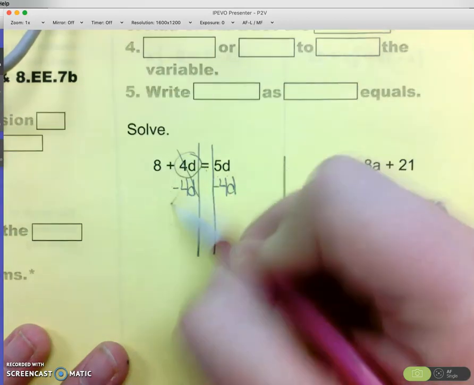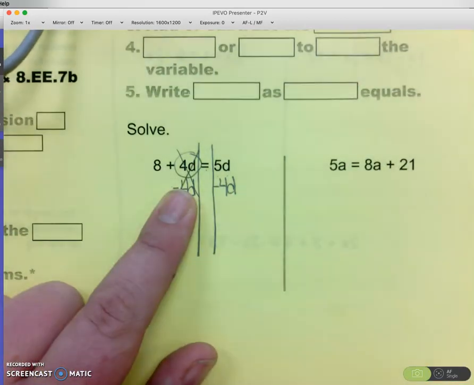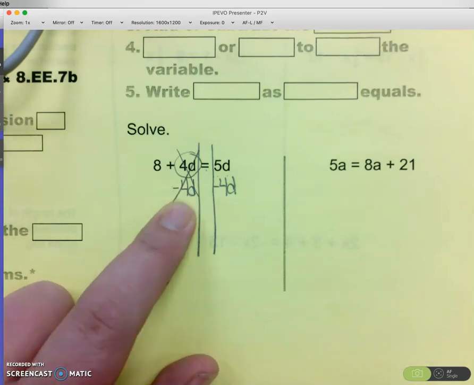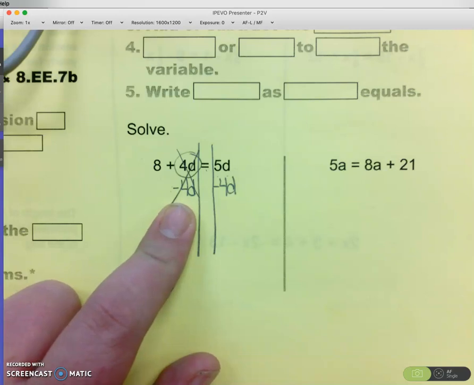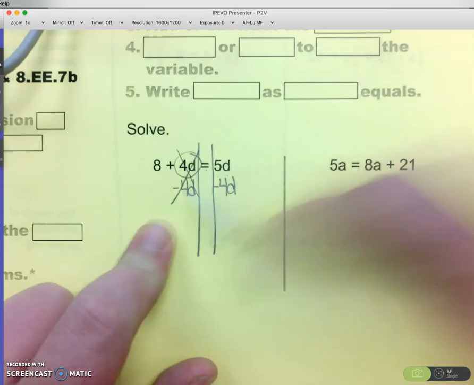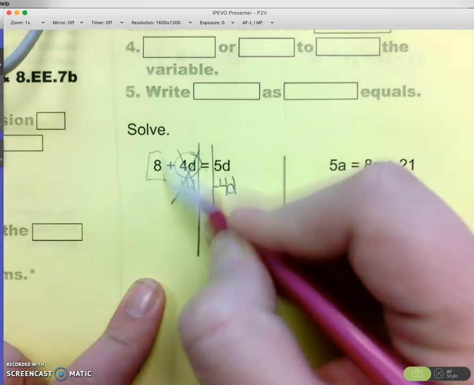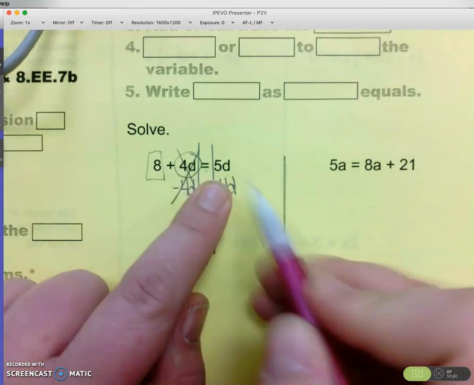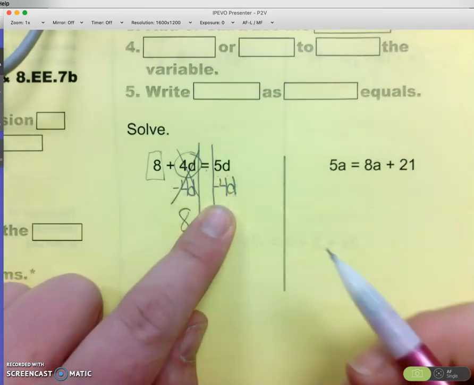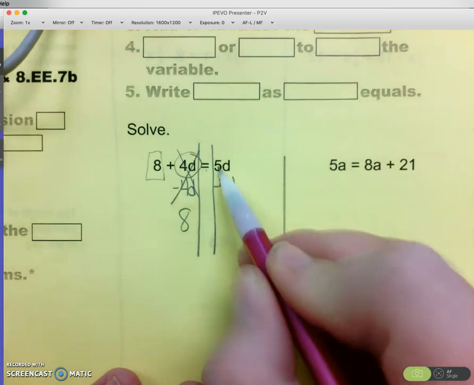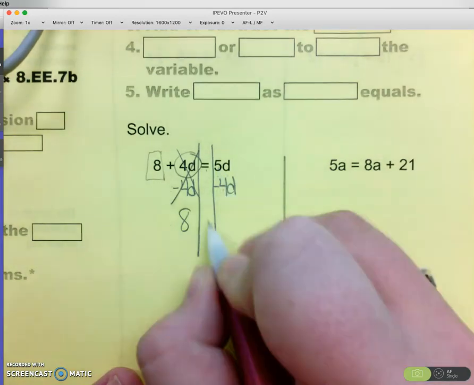So 4D, whenever I'm adding and subtracting those like terms or variables, I'm actually going to add or subtract their coefficients. So 4 minus 4 is what? 4 minus 4 is 0. 0D, anything times 0 is 0, right? So it doesn't matter what D is equal to, it's 0. So it actually cancels out. I have that 8 left over here, but now here, 5D minus 4D is 1D. I'm going to take 5 and subtract the 4. So I have 1D left.